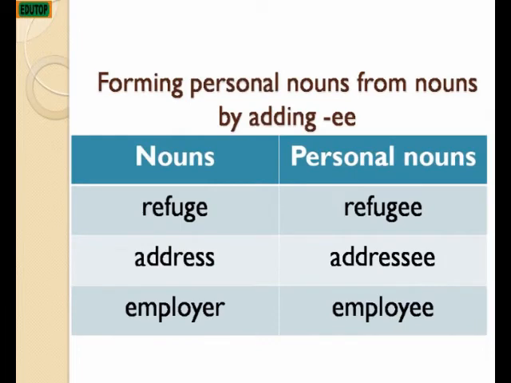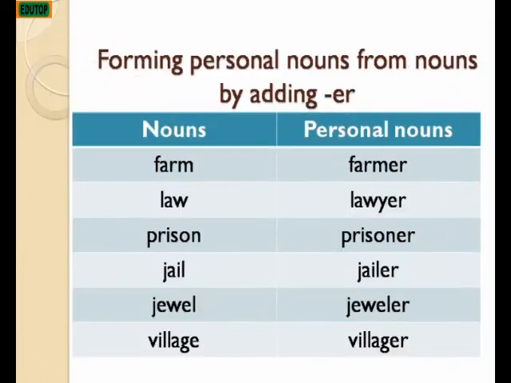Forming personal nouns from nouns by adding double E. Examples: refuge, refugee. Address, addressee. Employer, employee. Personal nouns can also be formed from nouns by adding ER. Examples: farm, farmer. Law, lawyer. Prison, prisoner. Jail, jailer. Jewel, jeweler.